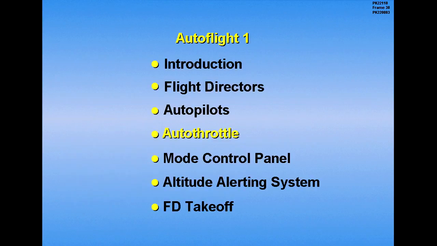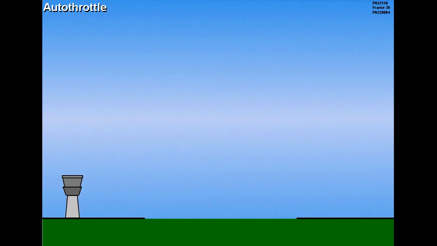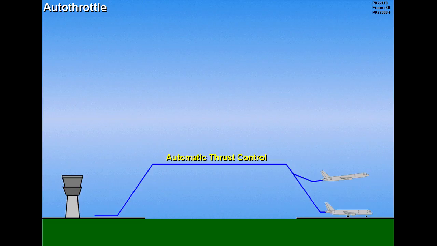Now let's move on to autothrottles. The autothrottle system provides automatic thrust control from the start of takeoff roll through an automatic landing or go-around. The autothrottle can be operated with or without the autopilot and flight directors engaged.